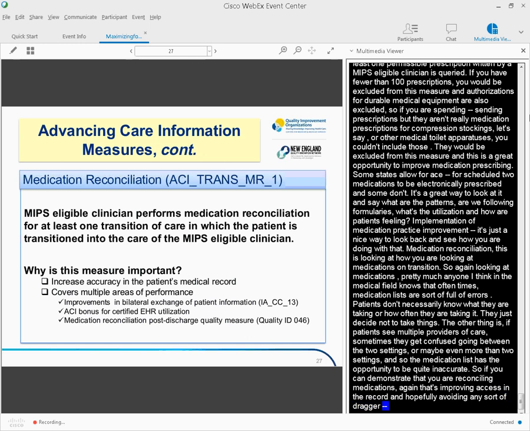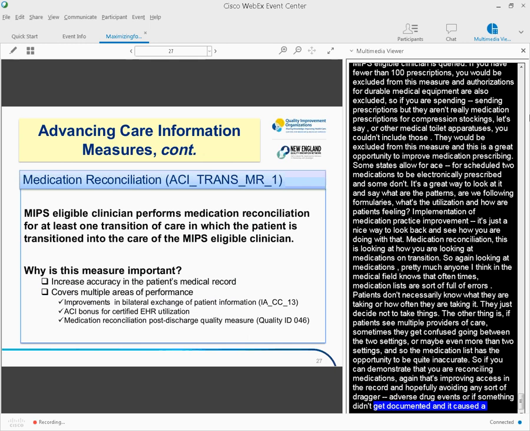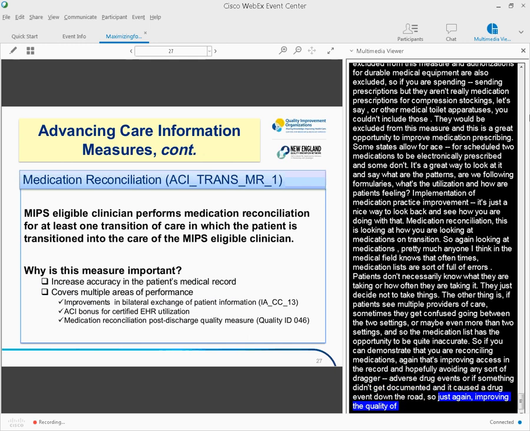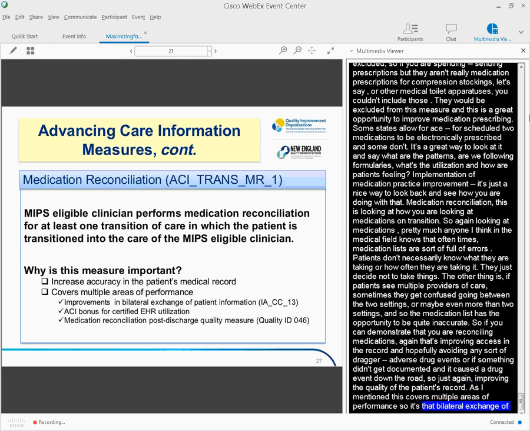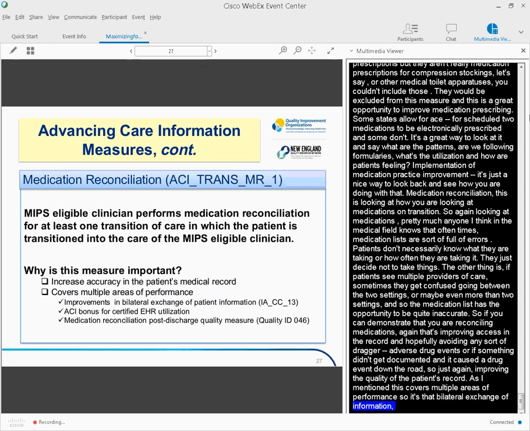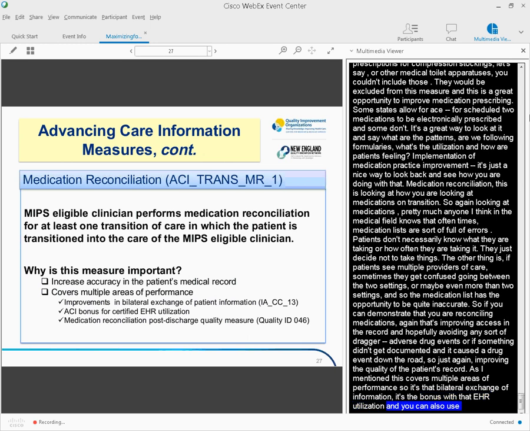As I mentioned, this covers multiple areas of performance. So it's that bilateral exchange of patient information. It's a bonus measure, so it's, again, that EHR utilization. And then you can also use this as a quality improvement, a quality measure. So if you do medication reconciliation post-discharge, so that's coming out of the hospital, you could count that also as a quality measure.